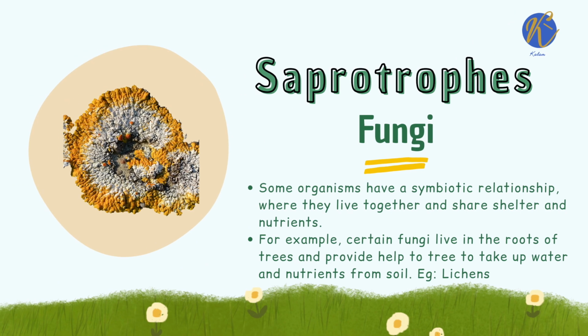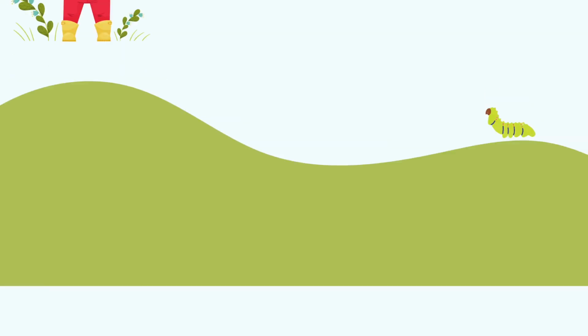Some organisms have a symbiotic relationship where they live together and share shelter and nutrients. For example, certain fungi live in the roots of trees and help the tree take up water and nutrients from soil. For example, lichens.